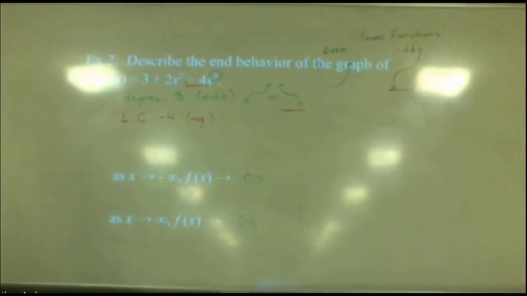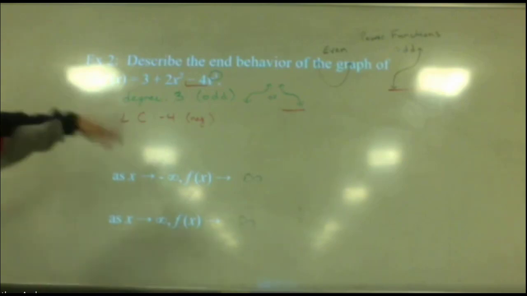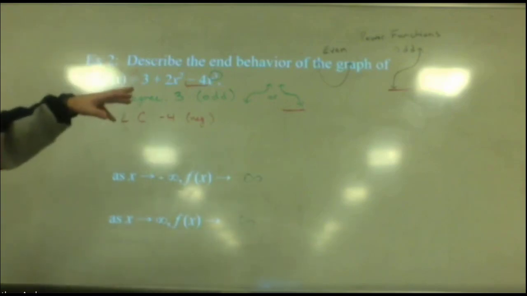Okay. And that's how we do this every time. It's got to be one of those four things. It's either even or odd, and then it's either positive or negative. That's all that we look at every time for these. Any questions on this one before we go to the next one?